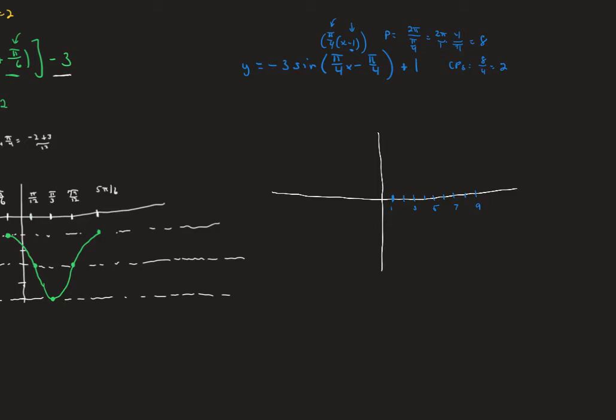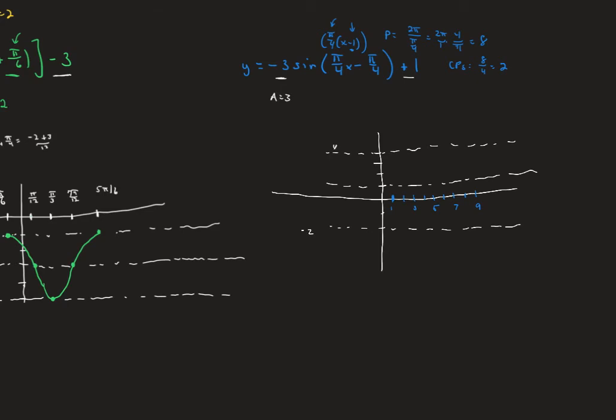Our midline is going to be translated up 1, so I'm going to call that 1, and that's the middle of our graph. Our amplitude is going to be 3. So from the midline, I'm going to go up 3, which puts us at 4. I'm also going to go down 3 and put the basement: 1, 2, 3, that's going to be at negative 2. So these are the boundaries of our graph. We're going to go between negative 2 and positive 4.